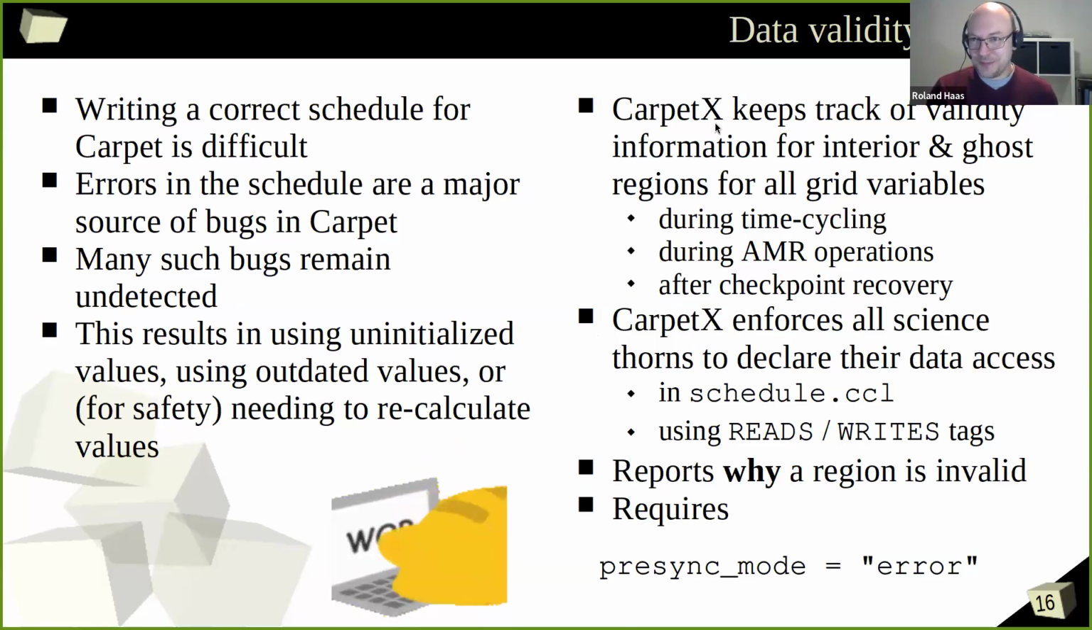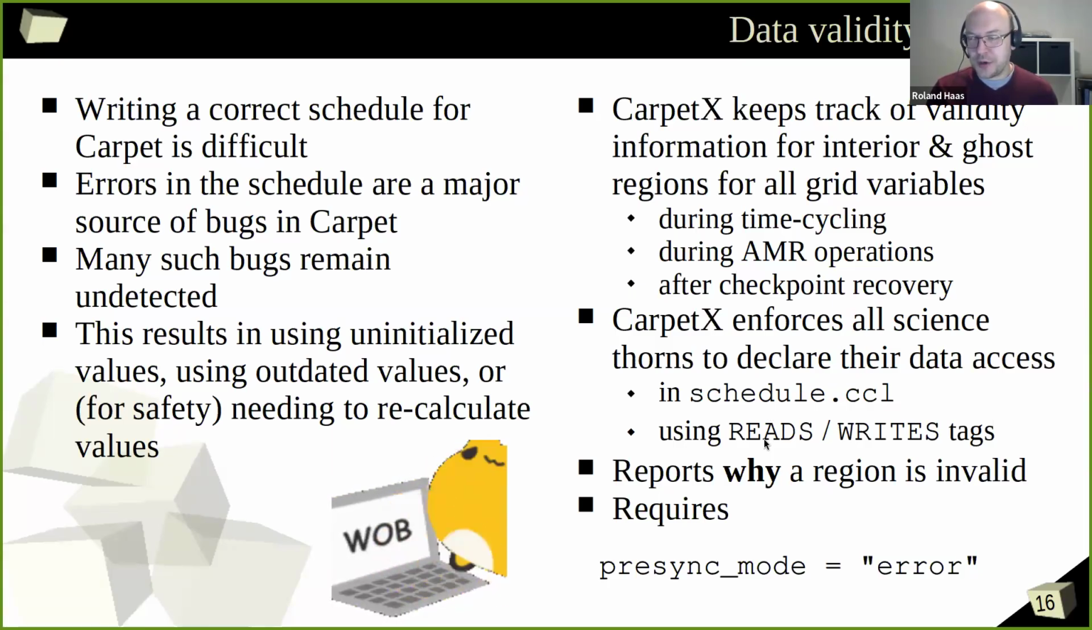CarpetX tries to do it better. It tries to keep track of the validity of information for the interior and for the ghost regions separately, for all grid variables, during time cycling, during adaptive mesh refinement operations, and after checkpoint recovery. It also forces you, as the science driver, to do the same. You have to tell it, what are you doing? What are you reading? What are you writing? Where are you reading it from? Where are you writing it to?